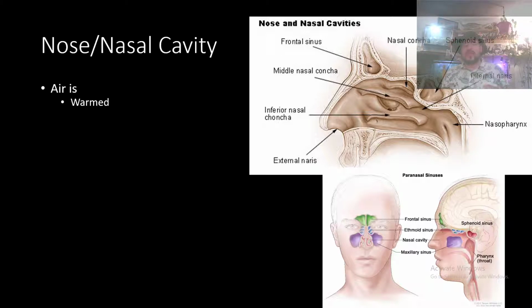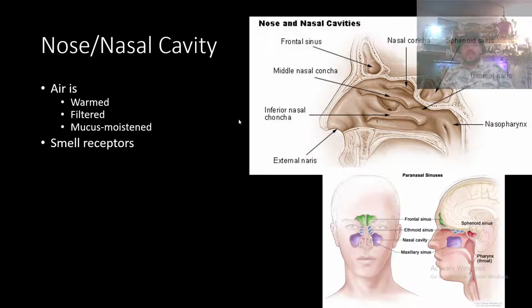At the same time, your nasal cavity is lined with mucus and also hairs. So all them nostril hairs, right, they catch stuff, catch debris. All that mucus, it catches debris. And in addition to catching debris, the mucus moistens the air passing through the nasal cavity.